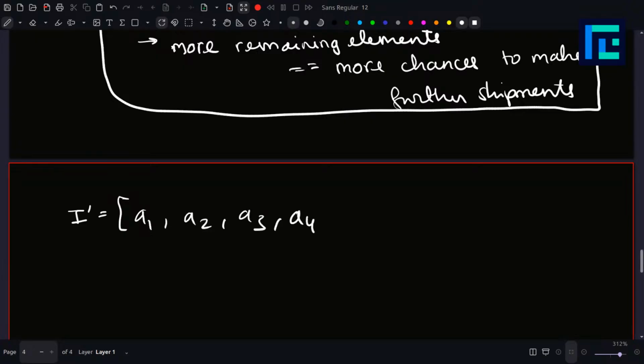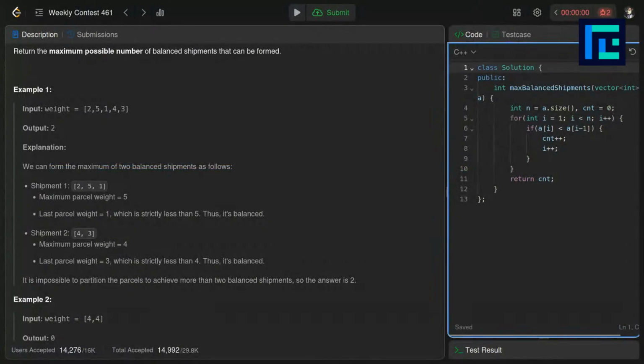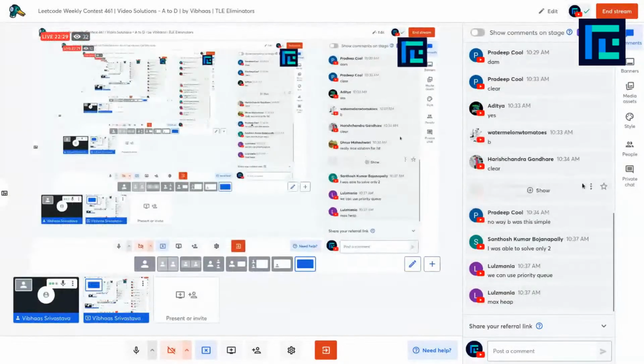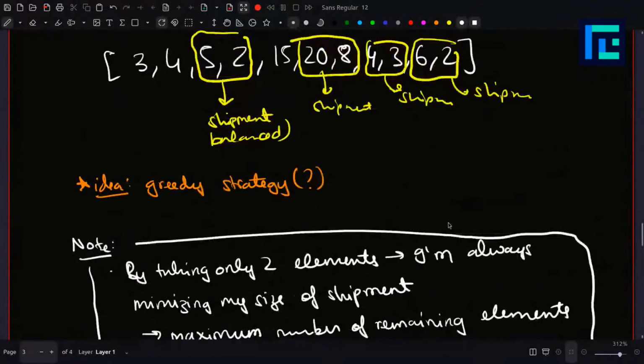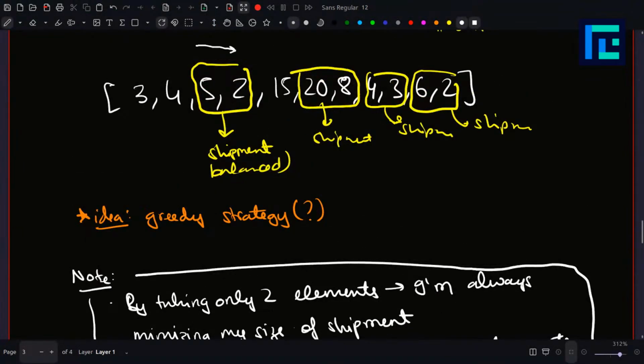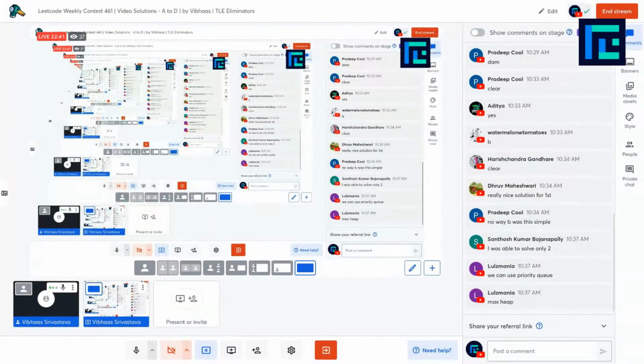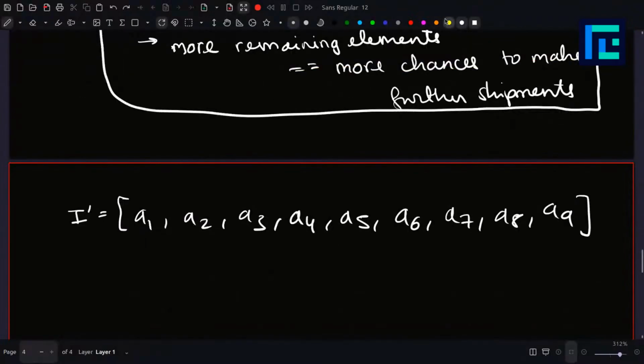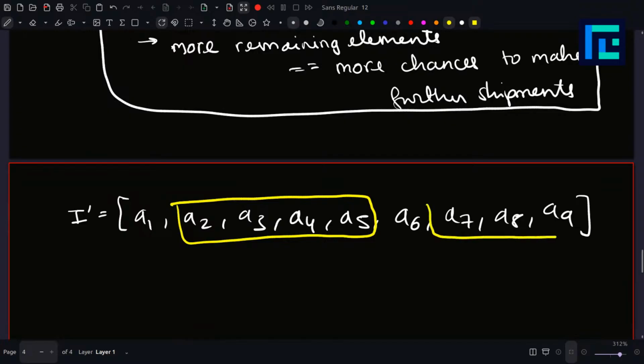The way exchange arguments work is we have an optimal solution, and we show that our optimal solution can always be converted to the solution formed by our procedure. Our procedure is simply we're going to choose two elements next to each other such that one is larger and one is smaller, and we'll keep repeatedly forming greedy shipments like this. So let us use an exchange argument to prove our solution. Assume that the first shipment which was formed was something like this. Then maybe the second shipment which was formed was something like this.